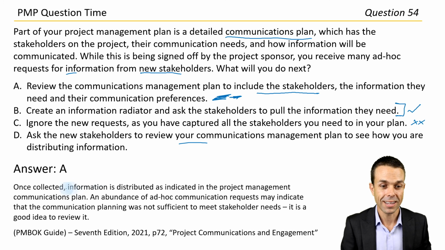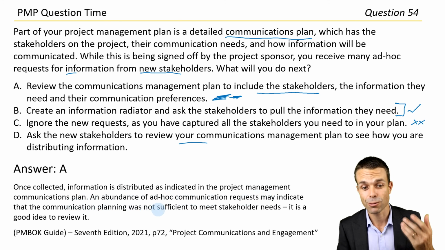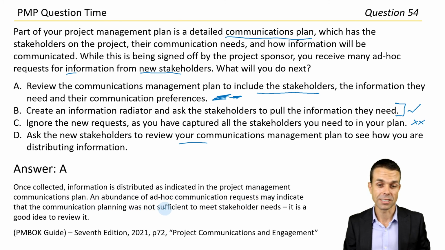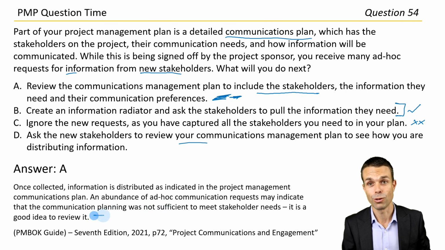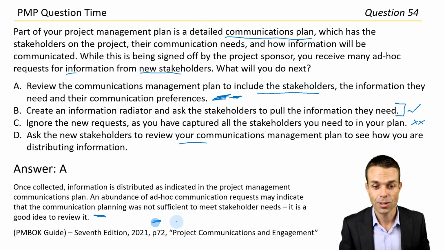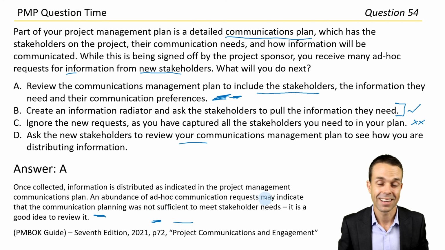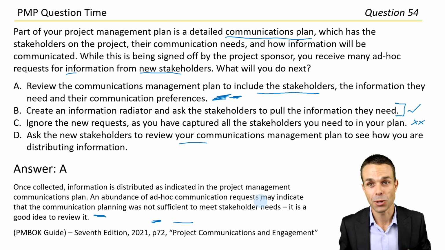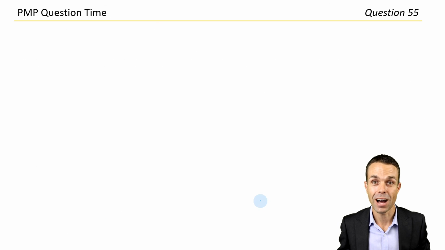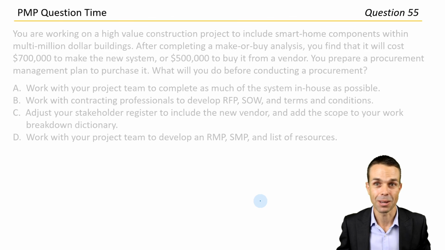Excellent. Once collected, information is distributed as indicated in the project management communications plan. An abundance of ad hoc communication requests may indicate that the communications planning was not sufficient to meet stakeholder needs. It's a good idea to review it. Page 72, project communications and engagement. A really good way to get into that. Communications: always be communicating in the ways that our stakeholders need. Excellent stuff. We're nearly halfway through. You're doing great, guys. Let's keep going.